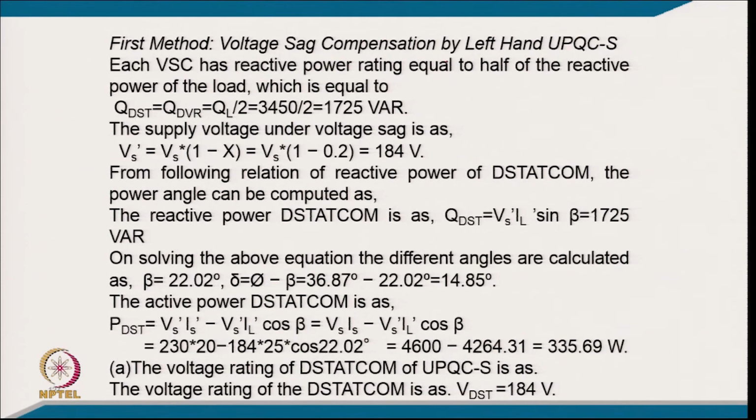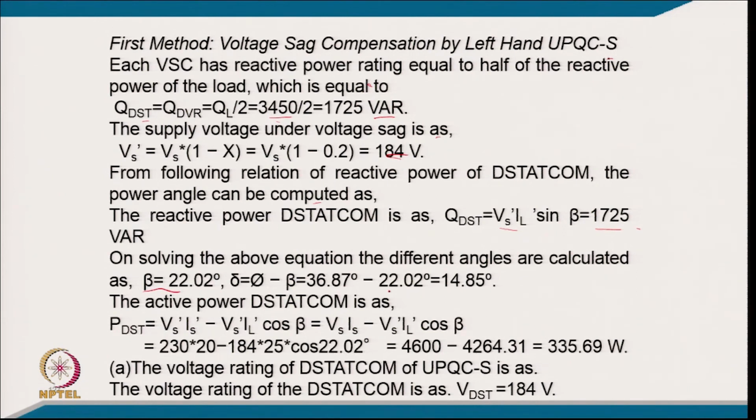So, coming to the first method, the voltage sag compensation by left hand UPQC, each VSC has a reactive power rating equal to half of the reactive power of the load, which is Q_DSTATCOM = 3450/2 = 1725 VAR, and the supply voltage under voltage sag condition is typically 184. So, from the relation of reactive power of DSTATCOM, the angle can be calculated, that is typically 1725 VAR. On solving this equation, we can calculate beta, it comes to 22.02.